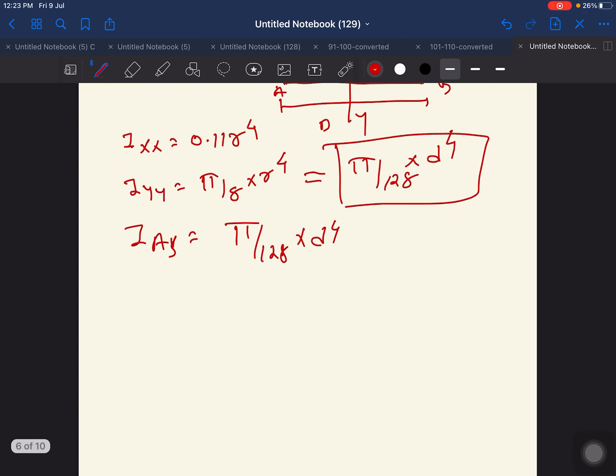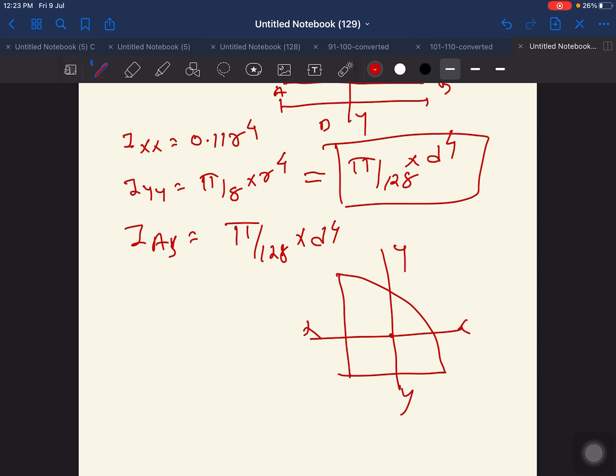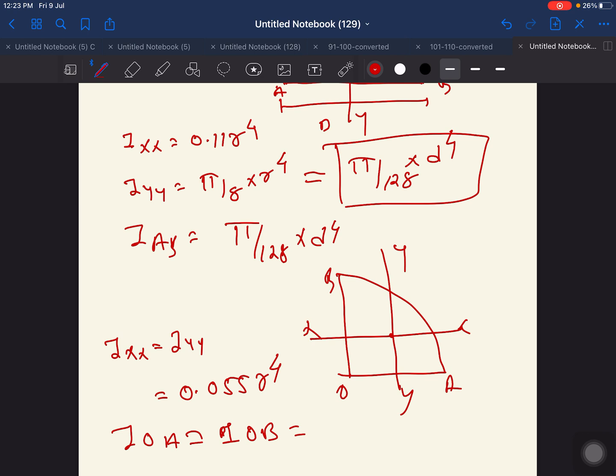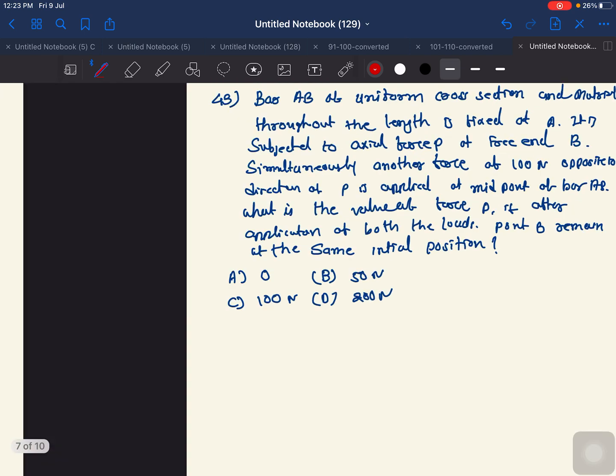Another question that can be asked like this: a quadrantal circle is given, and if you want to find the moment of inertia about its YY axis, its XX axis, and also about OA, then our equation is IXX equals IYY equals 0.055 R raised to 4, and IOA equals IOB, and the answer is pi by 16 R raised to 4. Please remember these two equations. This will be asked in future examinations.